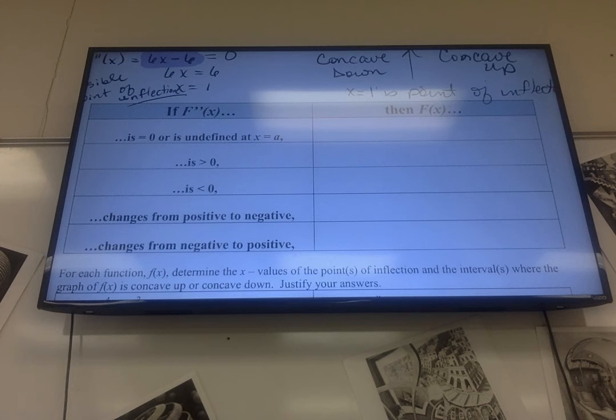Okay, so now we're going to talk about how the second derivative relates to the original function. If the second derivative is zero or is undefined, then what does that tell us? Yes, it has a possible or potential point of inflection. It's another word you might hear.